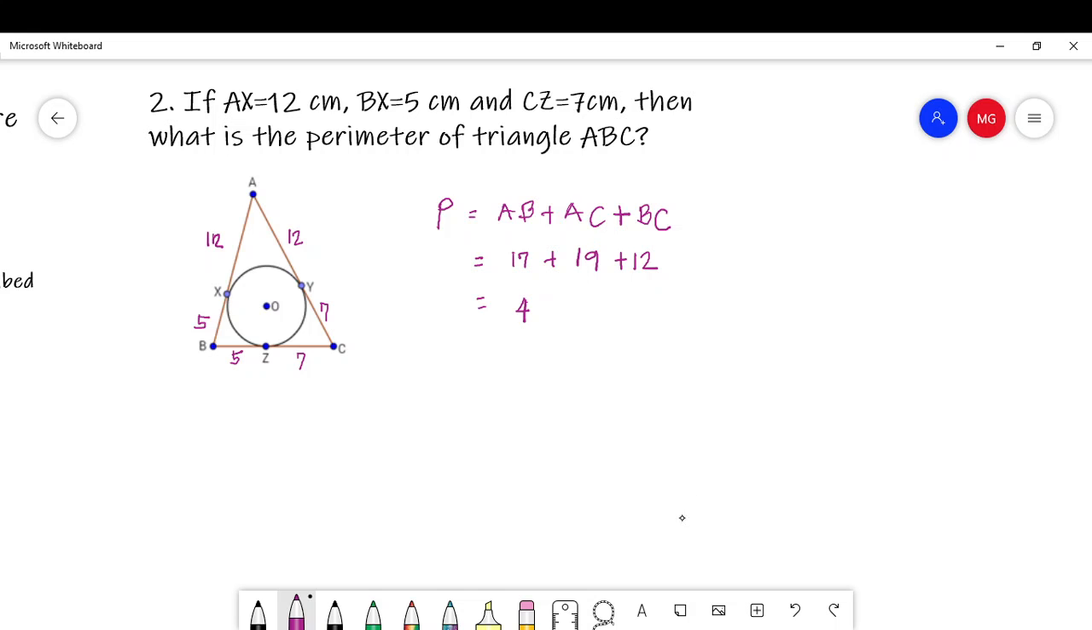So we have 17 plus 19 plus 12, which is equal to 48. Okay, it should be 58. The unit of measure is centimeters. So this is the perimeter of the triangle. The concept we applied is that the two tangents from an exterior point are equal. So these are equal, these are also equal, these are also equal. I hope you learned from this lesson. Thank you.